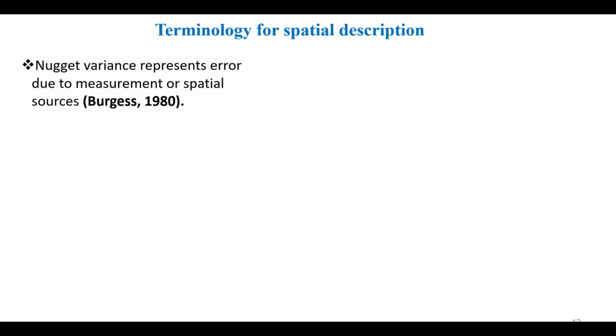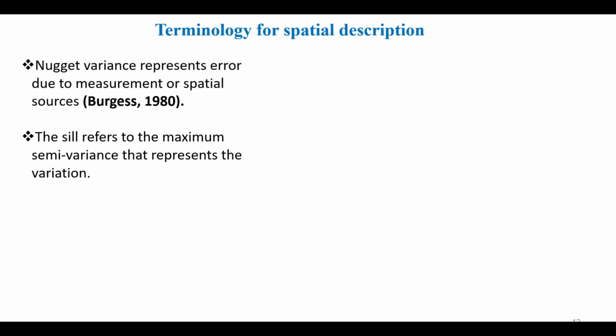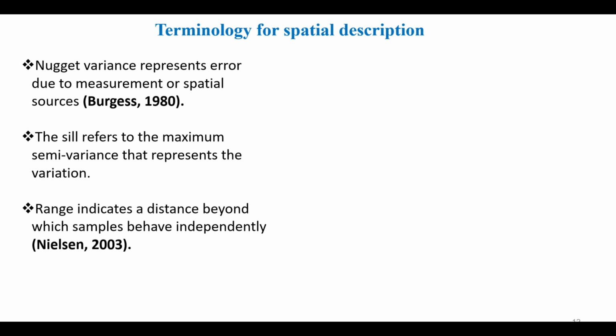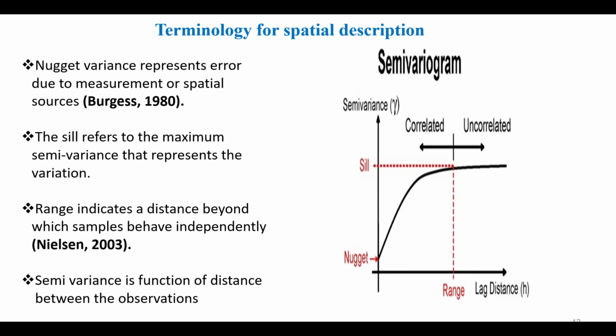First of all, there is a nugget variance which represents error due to measurement or spatial source. The sill refers to the maximum semivariance that represents the variation. Then range indicates the distance beyond which samples behave independently. This is the semi-variogram model on the right side, showing its various components.